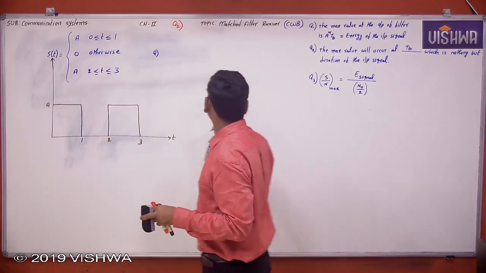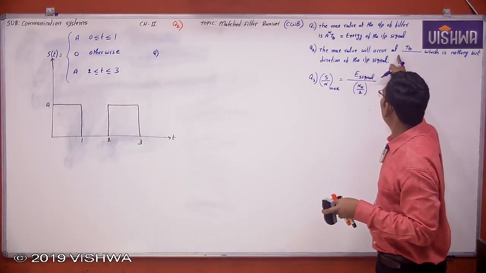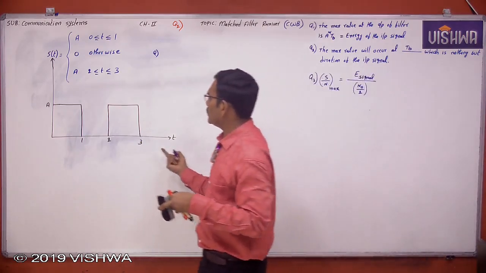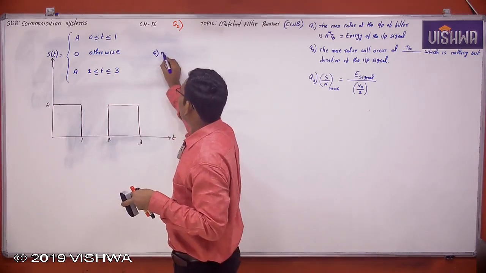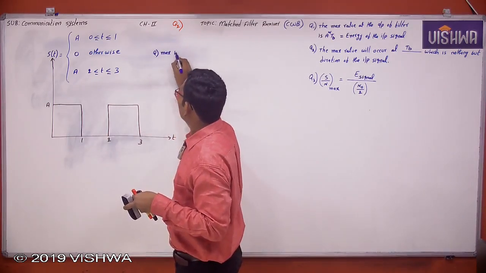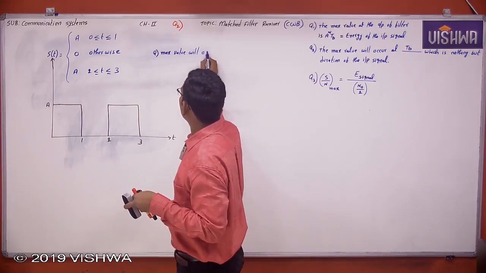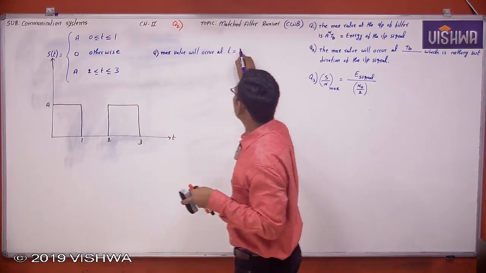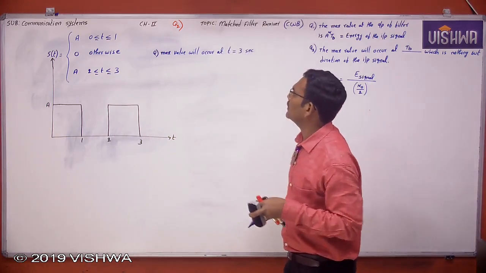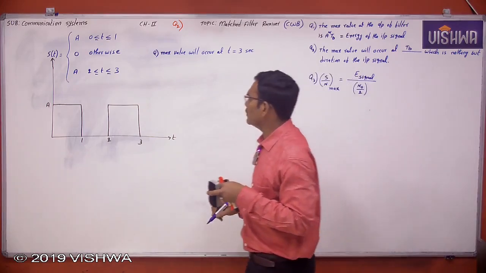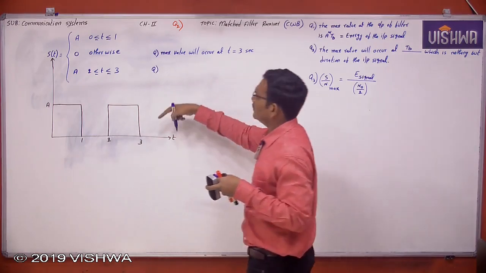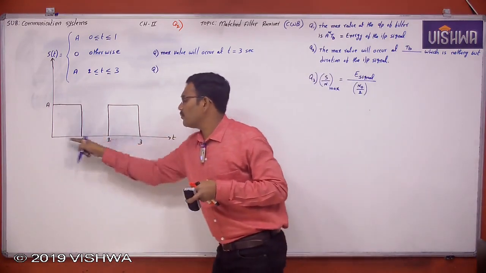The maximum value will occur at dash, which is nothing but the duration of the input signal. What is the duration of the input signal? The maximum value will occur at t. What is t? 3 seconds. The maximum value will occur at t equal to 3 seconds. Now, next question here. The maximum value will occur at t. T is the duration of the input signal.